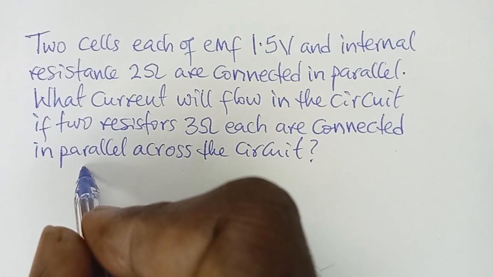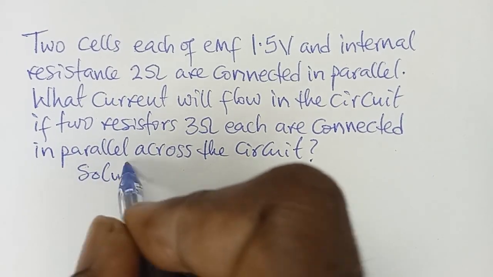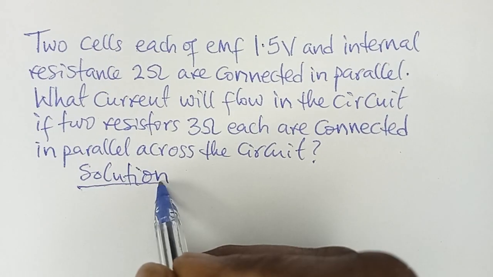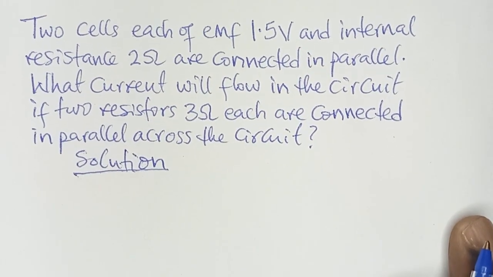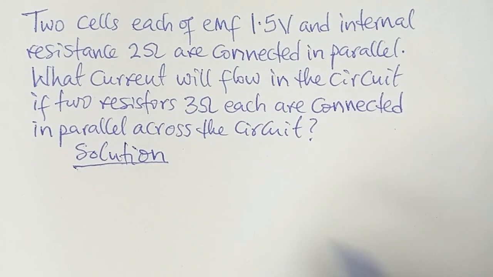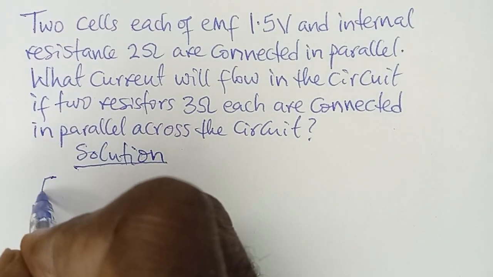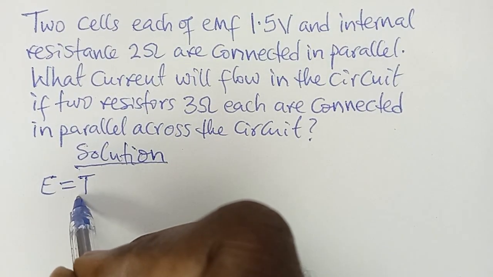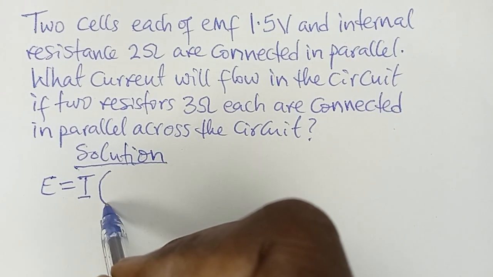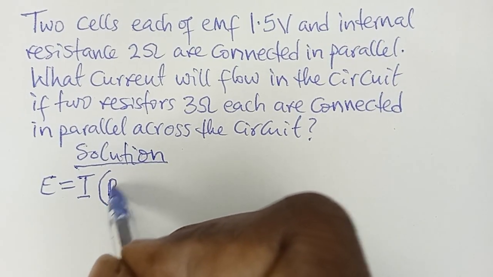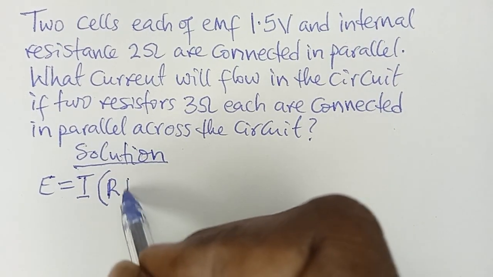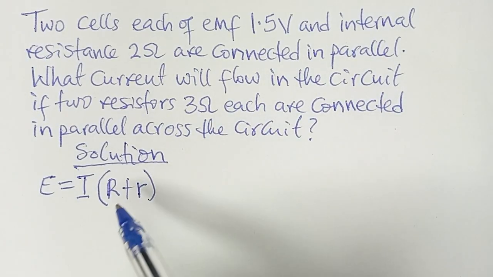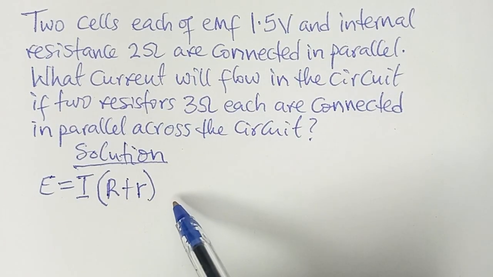Now we have to start by taking note of the EMF formula. The EMF formula says that E, the EMF, is equal to the current multiplied by the sum of the external resistance and the internal resistance. So this is the EMF formula.